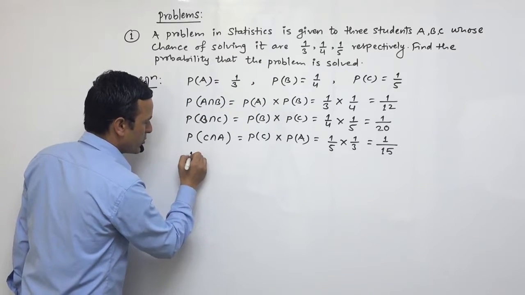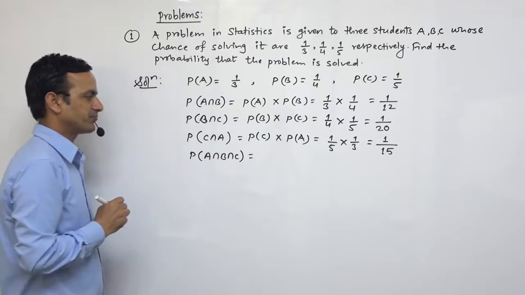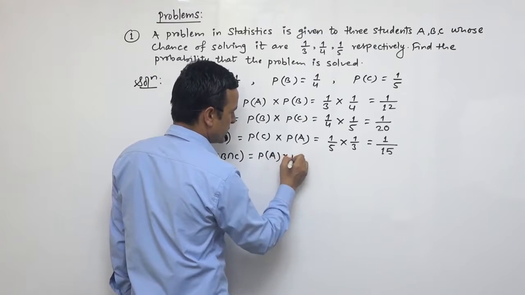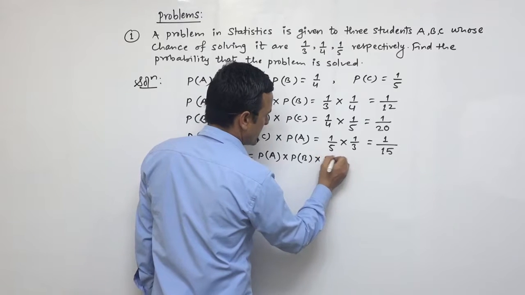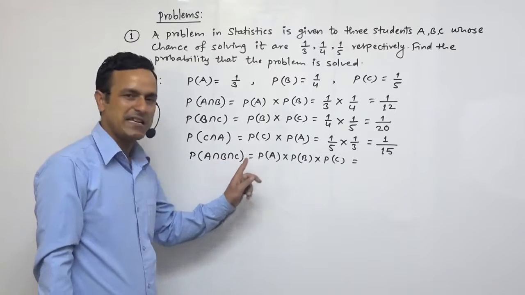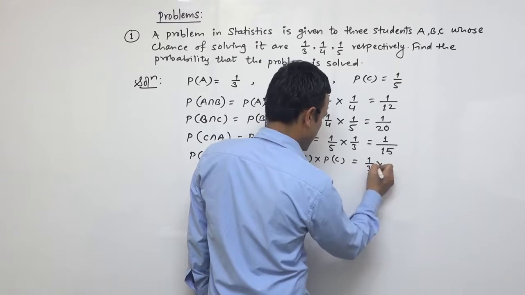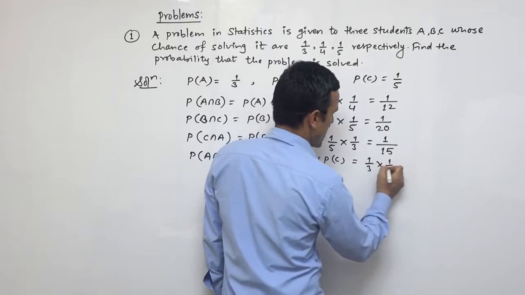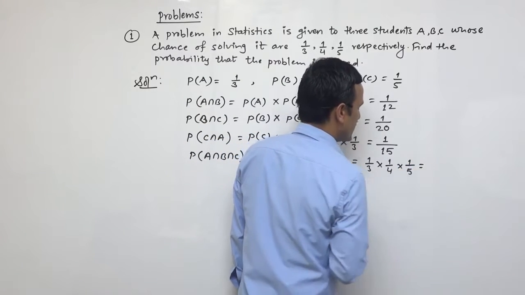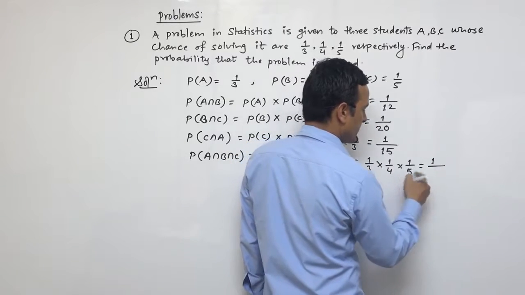In a similar way we can also find A intersection B intersection C. It can be obtained by using the formula P(A) into P(B) into P(C). This is the formula to find the intersection of A, B and C. The value of P(A) is 1/3, P(B) is 1/4, P(C) is 1/5. If we multiply this, it will be 3 4s are 12, 5s are 60.